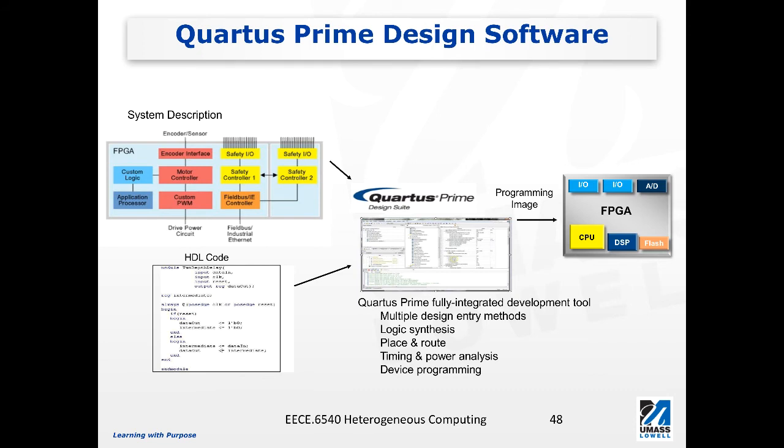Quartus Prime framework is an integrated tool that can support multiple design entries. Once you have the design implemented, you can go through the complete design flow, such as synthesis, place and route, timing and power analysis, and eventually program the binary into an FPGA device.